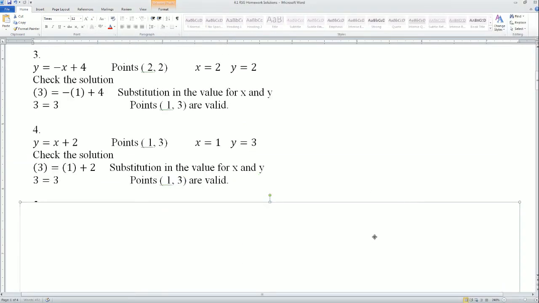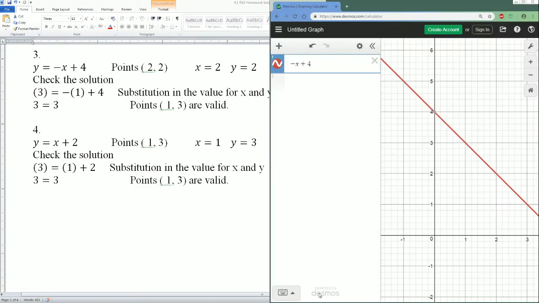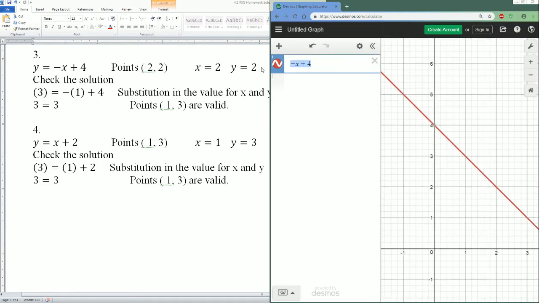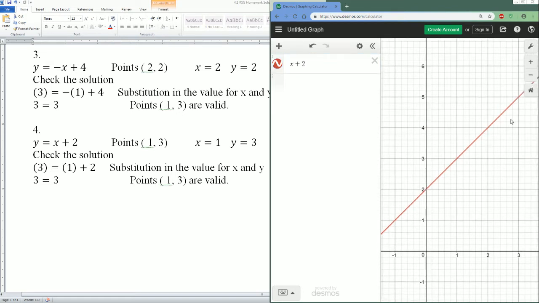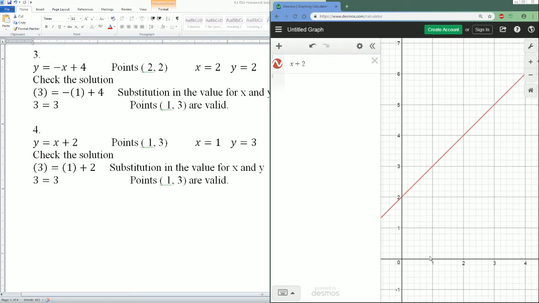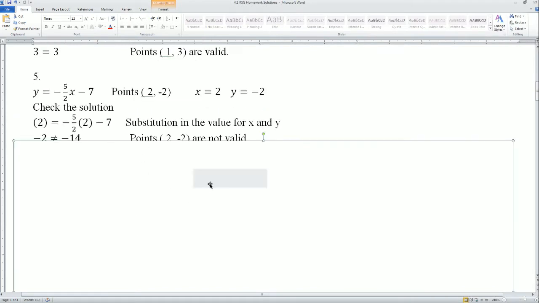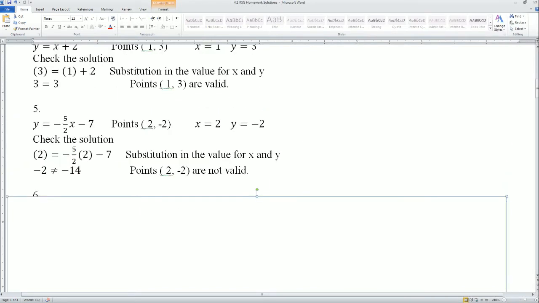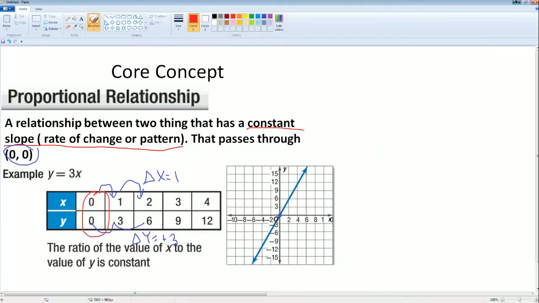Next, let's look at 4. y equals x plus 2. So the point is x equals 1, y equals 3. That's based on that point. Plug that in, make that substitution. Let's see if 3, 3 is a valid point. Oh, 1, 3. Yep, 1, 3 is a valid point. Next one.